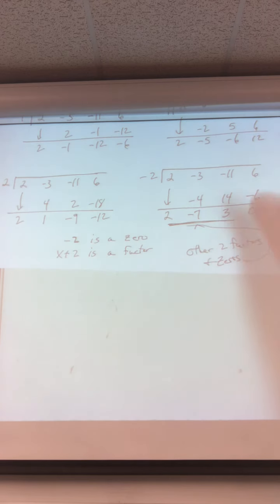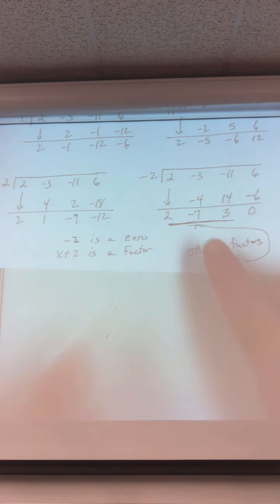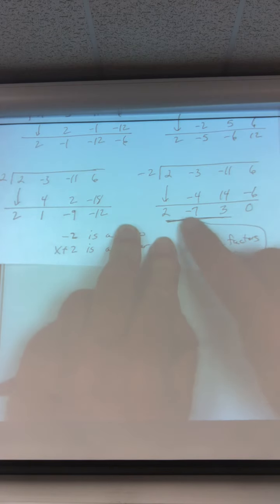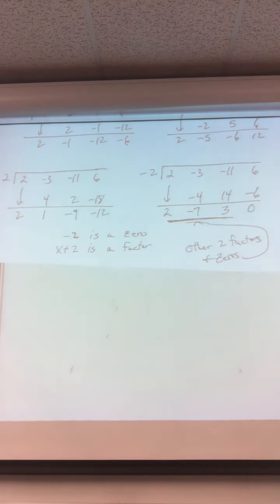And again, pause the video as you need to. All right, so here's what we're going to do. We're going to take the 2x squared minus 7x plus 3. Going to take that.